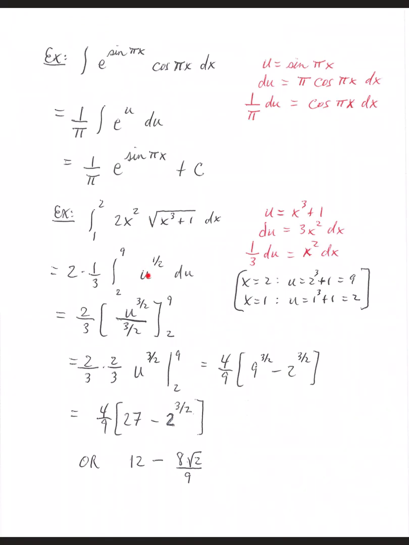Once you substitute and change your integral limits, you can stay with that same substitution. So we have 2/3 out front. The antiderivative, add 1, that gives us 3/2. So u to the 3/2 divided by 3/2. Our new limits of 9 and 2 will sub in.